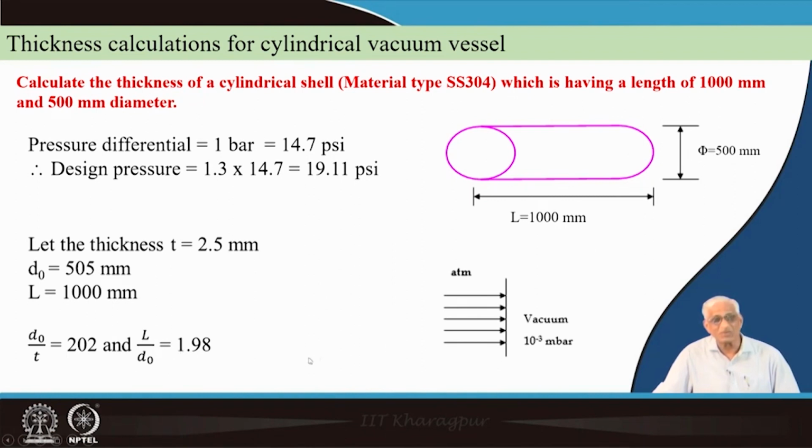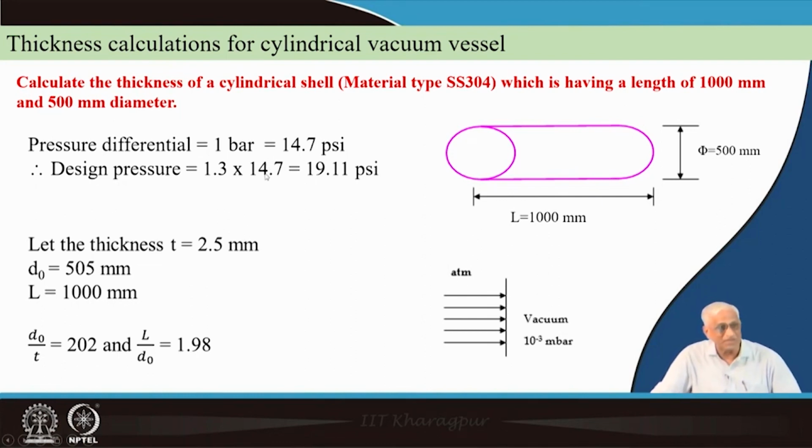In our present case, it will be 505 by 2.5, that will go up to 202. L by D naught is 1.98, roughly 2. Since we are taking D naught, it is coming out as 1.98. And this chamber is exposed to vacuum inside and outside, of course, natural atmosphere 1 bar. So, the pressure differential will be 14.7 psa or 1 bar.